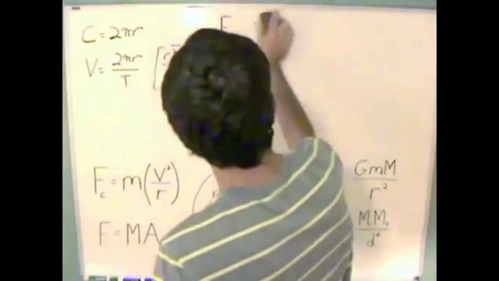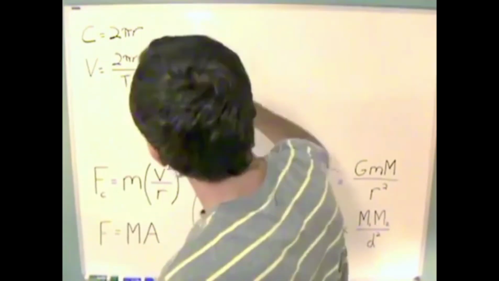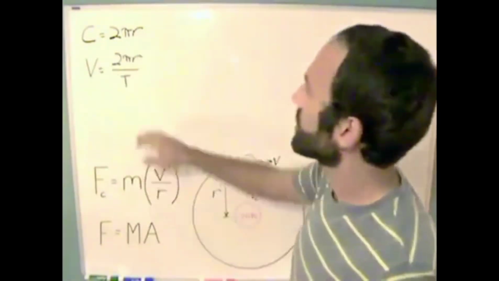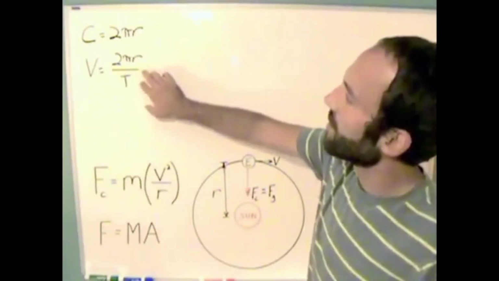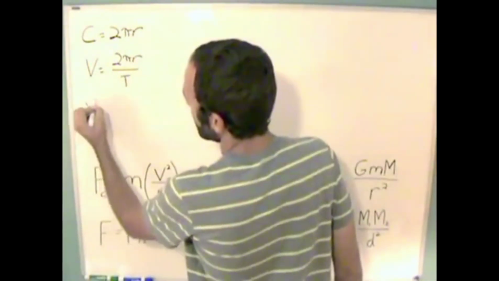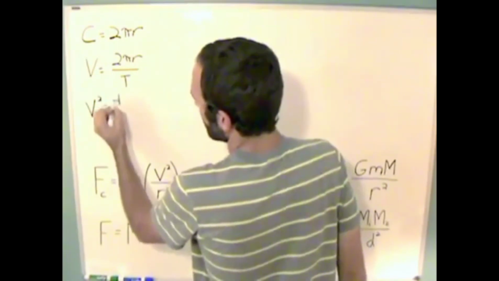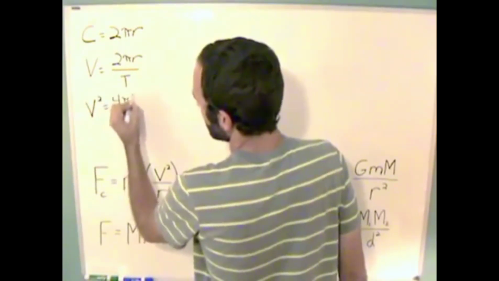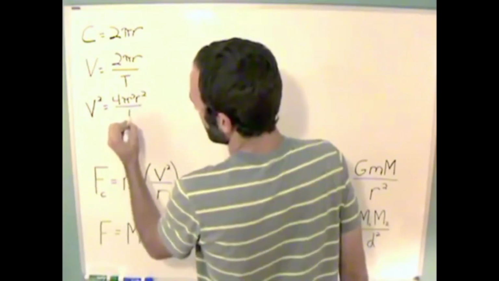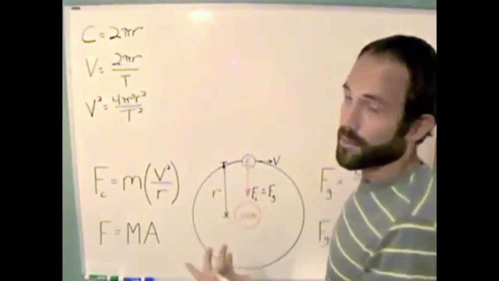Get that equation back up here. What people have realized, though, is since v is actually equal to 2 pi r over the period, you can say v squared is equal to 4 pi squared times r squared over the period squared, T squared. See, it's just this times itself squared.